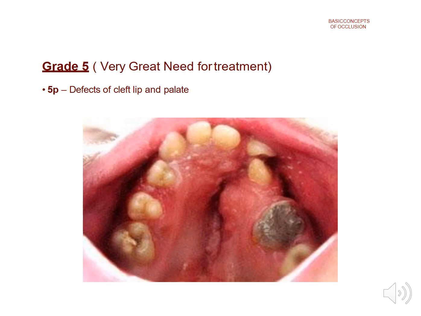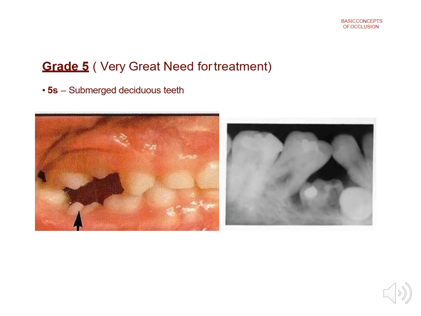The next one is 5P, defect of cleft lip and palate. It can clearly be seen in this photo. This is 5S, which is submerged deciduous teeth. This is very easy. Once you see a patient presented with submerged deciduous teeth, definitely the dental health component is 5S.